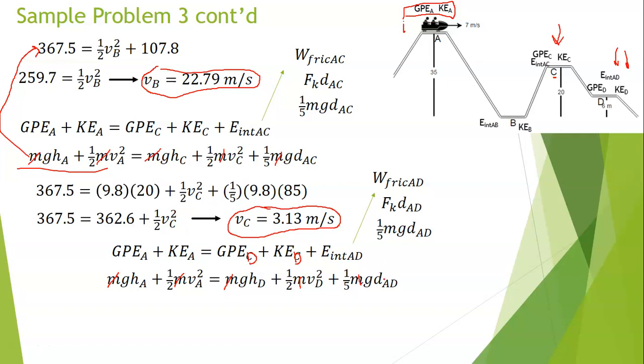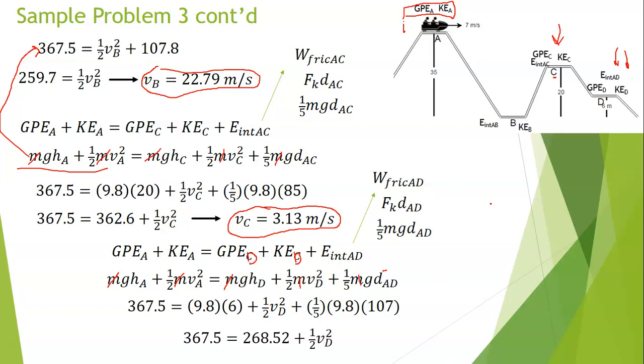Then the distance between A and D, well, we have to add all of those distances that I gave you on the previous slide. So from A to B, it's 55. From B to C, it's 30. And then from C to D, it's 22. So if you add all of those numbers, you'll get that this distance is 107 meters. So then we can go ahead and just keep solving for a missing variable, VD. And if you solve for VD, you should get 14.07 meters per second. So hopefully you know how to solve conservation of energy problems with friction.